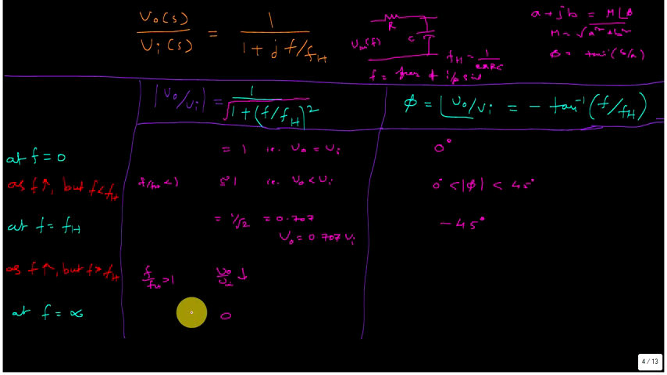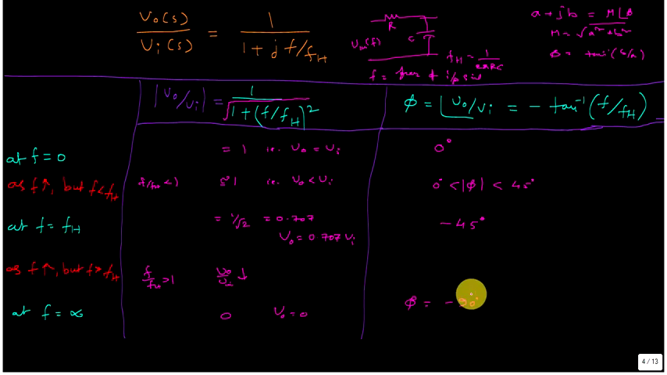As f becomes infinity, it becomes 0. So always, as the frequency is between fh and infinity, the magnitude value is between 1 by root 2 and 0. Okay, so here the output will be 0. Here the output is reduced.